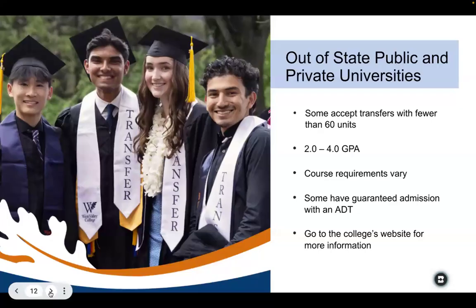I'm going to transition to out-of-state public and private universities. Many schools accept transfers with fewer than 60 units. So that's where that magic 60 units goes away. Often, in fact, out-of-state and private schools typically look for roughly 24 units. They can have sliding GPAs between 2.0 and 4.0, and they have varying course requirements. So that's why I didn't focus too much on these because they're really individual, whereas the UC and CSU are a little bit more uniform in terms of what they're looking for.